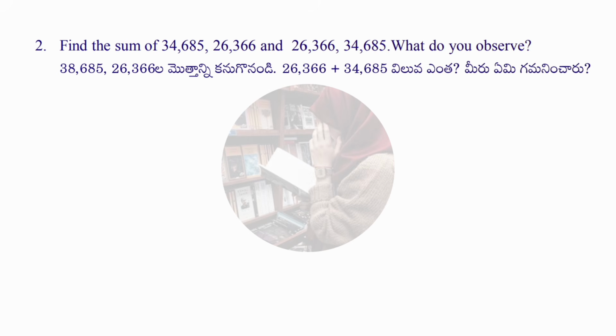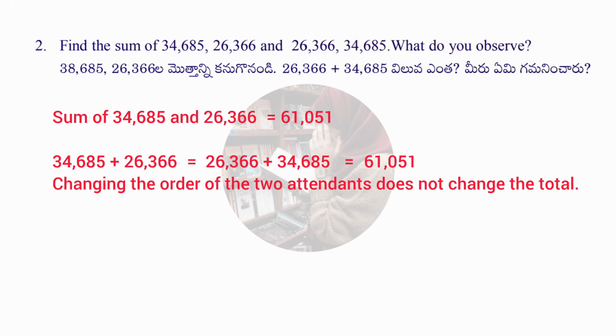Okay, now we'll move to the second question, which is find the sum of 34,685, 26,366 and 26,365 and 34,685. This one is also same as the first problem. Okay guys, please write it down. Try to do it by yourself without seeing the answer here and then compare your answer with this. In this way you may improve yourself.